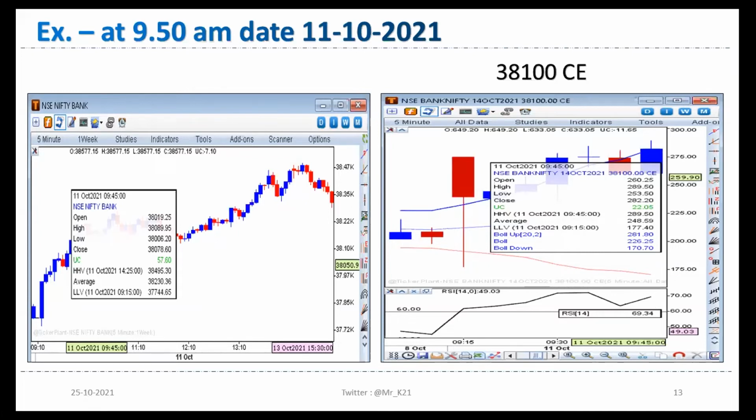Now my other condition is that my candle should close above the Bollinger Band upper band. Here you can see my candle is closing above the Bollinger Band upper band. The 9:45 candle starts here. What is my Bollinger Band upper band value? 281.80. And what is my close of candle? That is 282.20. And my RSI is at 69. So all my conditions are properly satisfied.